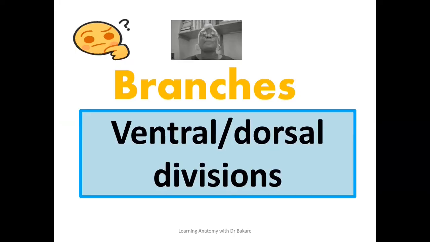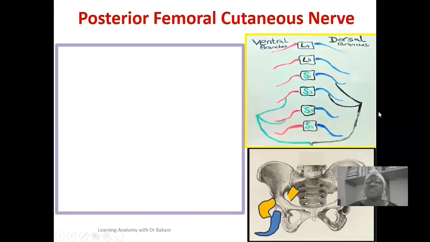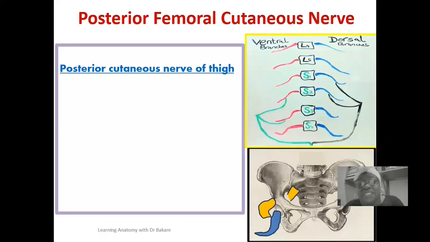So the next are the branches of the sacral plexus that emerge from contributions from both the ventral and also the dorsal divisions. So let's dive into this to see the nerves that emerge from contributions from both the ventral and the dorsal divisions. The first one is the posterior femoral cutaneous nerve. The posterior femoral cutaneous nerve can also be referred to as the posterior cutaneous nerve of the thigh. So we should know by now the specific region that this nerve will be giving cutaneous innervation to. It will definitely be supplying the posterior region of the thigh.